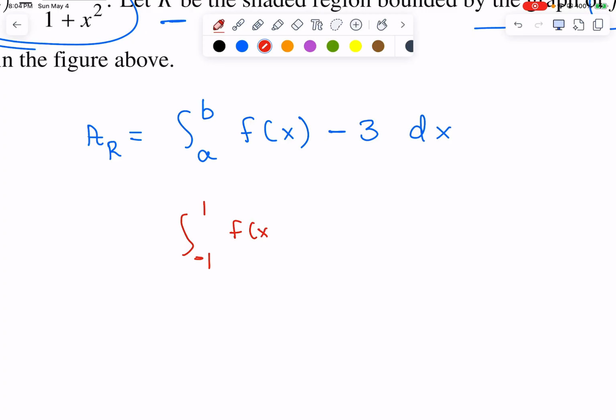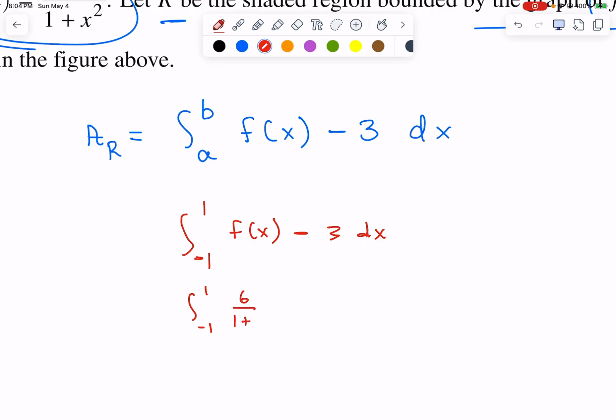F of x minus 3 dx. Now, you need to find the area. They said find the area. They didn't say write an integral. So here we go. We have 2 more points to get. All right. We need to know what f of x is. What is f of x? What was the equation? 6 over 1 plus x squared.